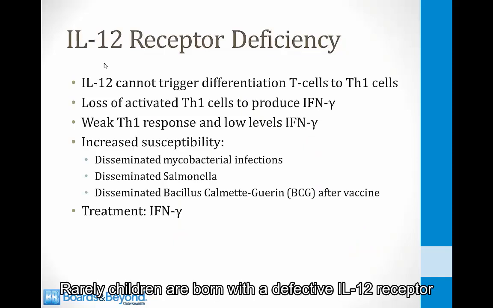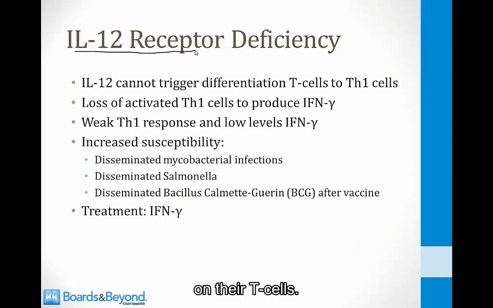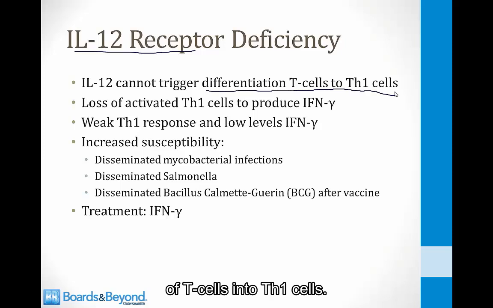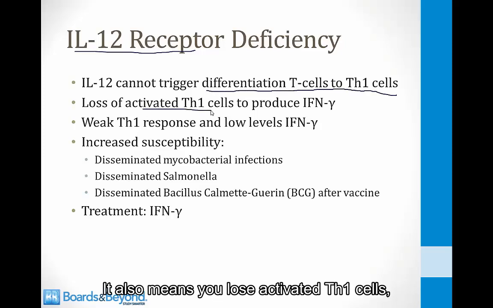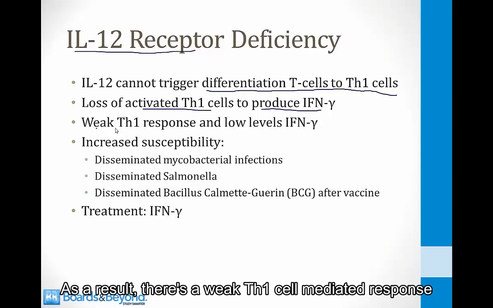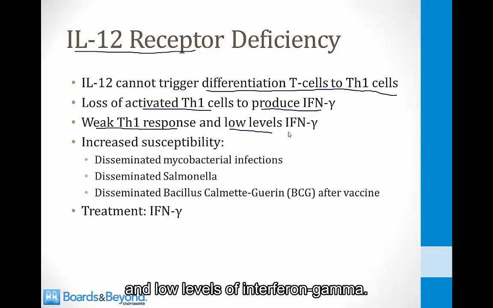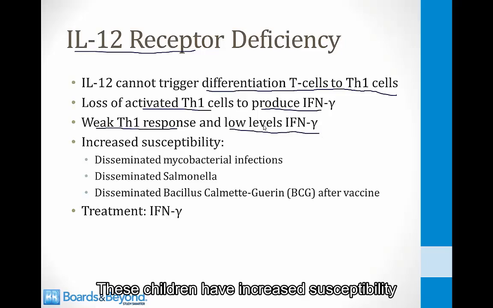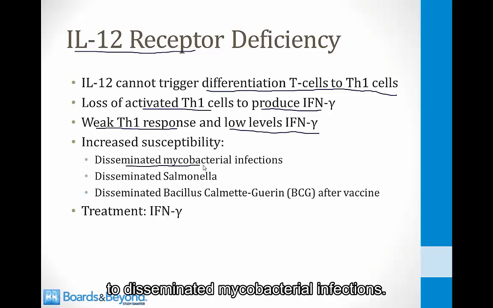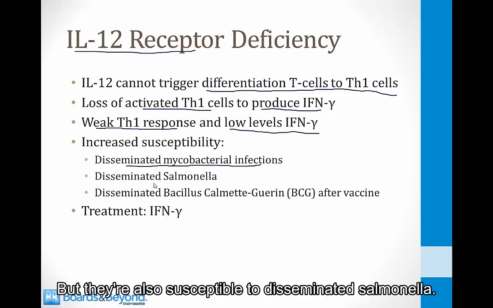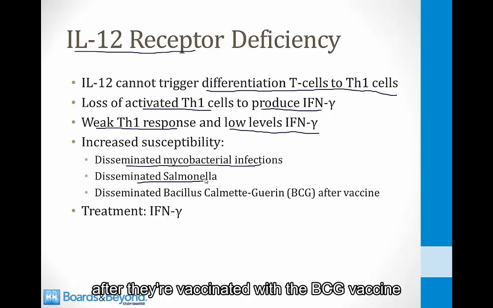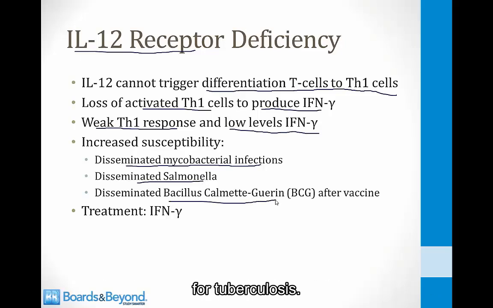Rarely, children are born with a defective IL-12 receptor on their T cells. This means that IL-12 cannot trigger differentiation of T cells into Th1 cells. It also means you lose activated Th1 cells, which would normally produce interferon gamma to activate macrophages. As a result, there's a weak Th1 cell-mediated response and low levels of interferon gamma. These children have increased susceptibility to a number of infections. Classically, they are susceptible to disseminated mycobacterial infections, but they are also susceptible to disseminated salmonella, and these children have been reported to have reactions after they're vaccinated with the BCG vaccine for tuberculosis.